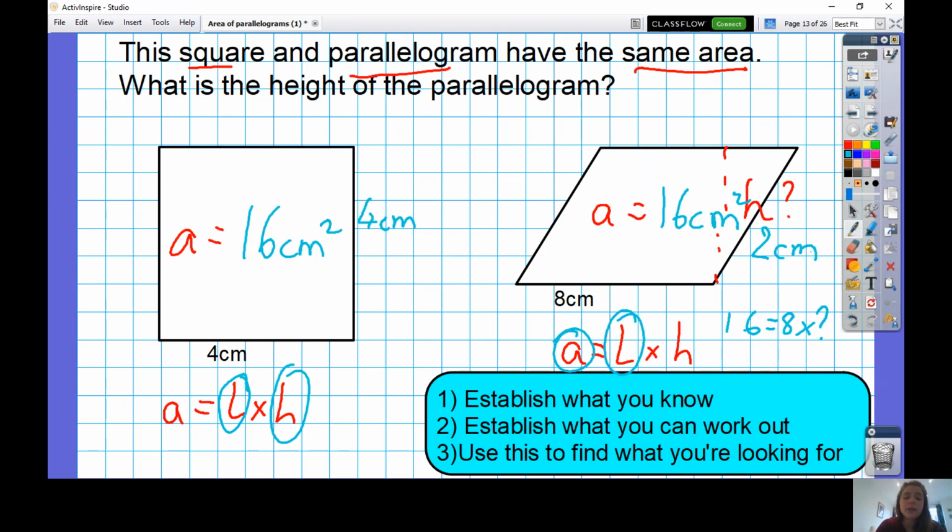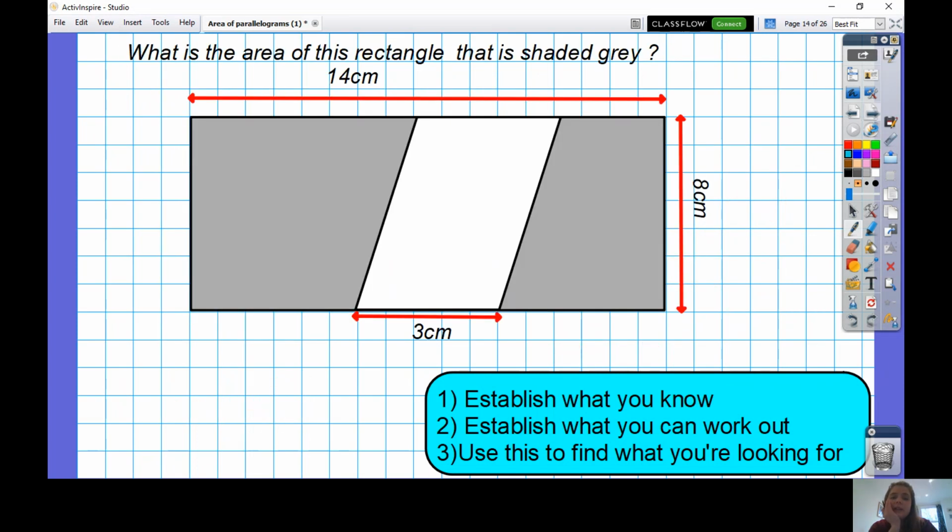Quite tricky, but it's important that you go through the steps of writing down and noting down everything you know, and then start by working out the small things you can work out to help you get there in the end. Let's have a look at this question then.